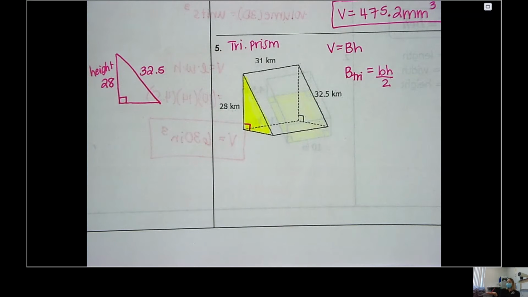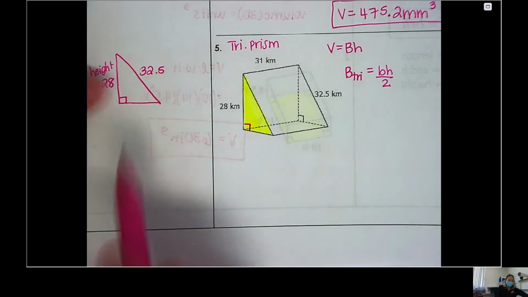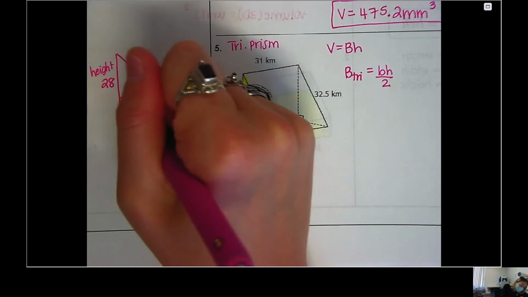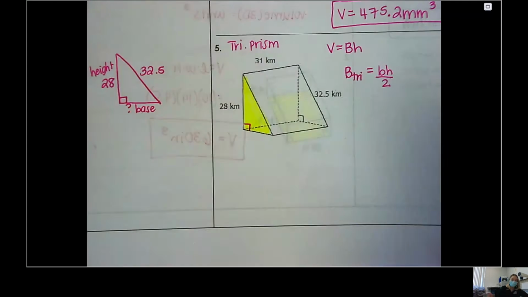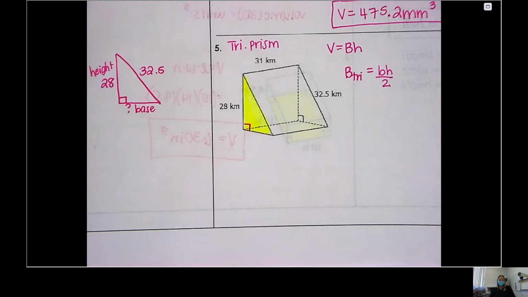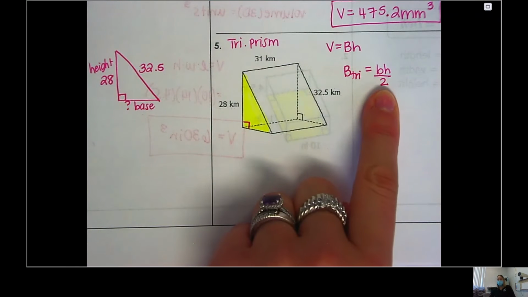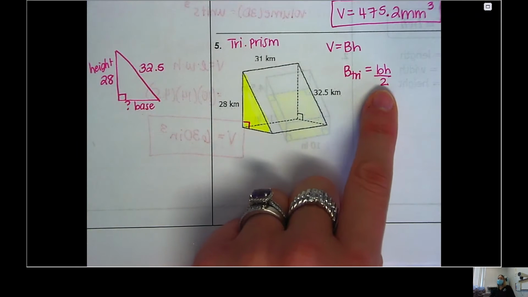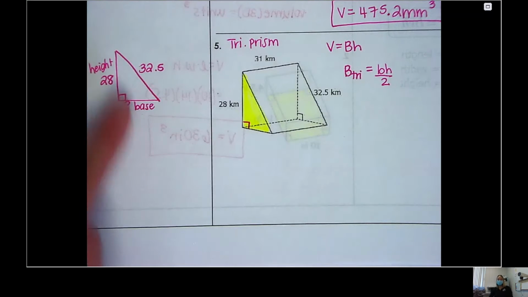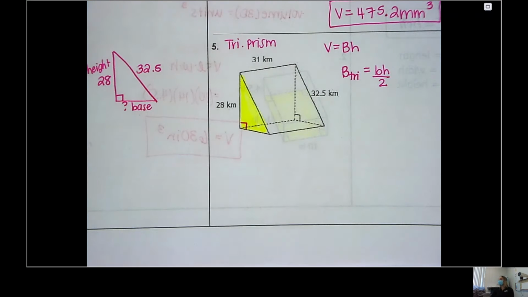There's no number there. That means I have to figure out what that number is before I can do the volume. So this number is your base. I don't know what it is. I have to figure it out before I can figure out the volume. So this is like a two-step problem. First, I have to find the base before I can find the area of the base.